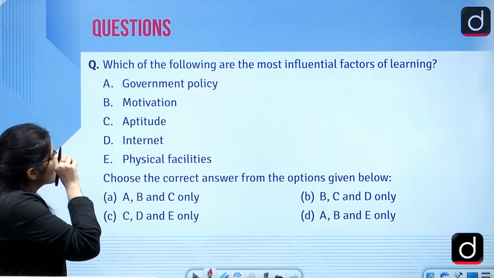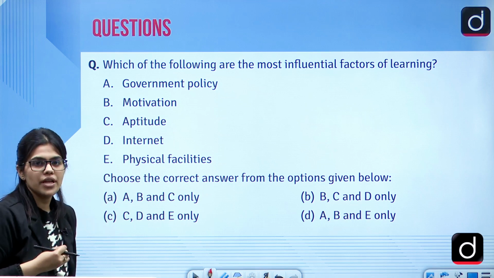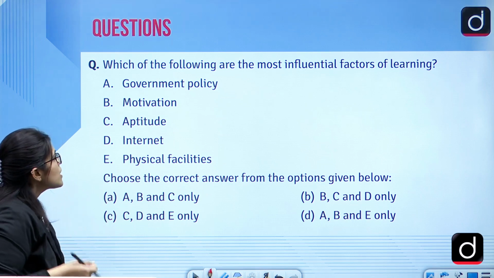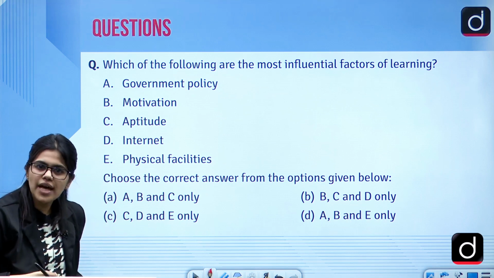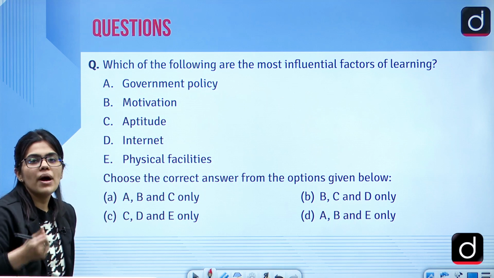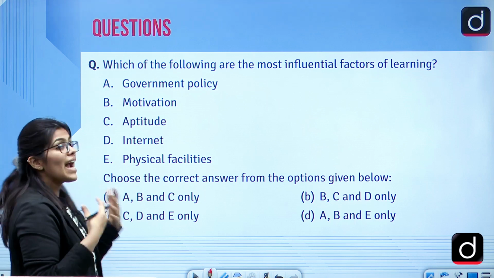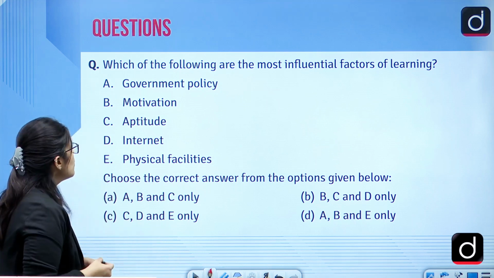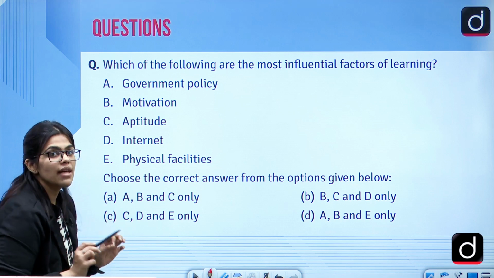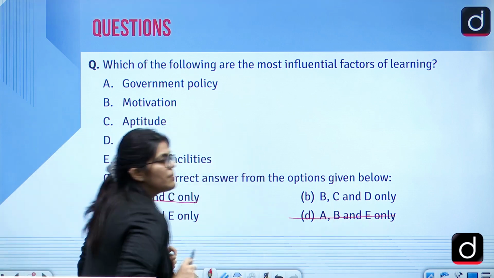I read the question: which of the following are the most influential factors of learning? Factors of learning means I'm going to learn things better. Do you think government policy can be used there? No. How can government policy be helpful for my learning? That is only adding to what I have to learn. So A won't be there. So I can strike down the options in which A is there. Elimination. This and this would be eliminated.